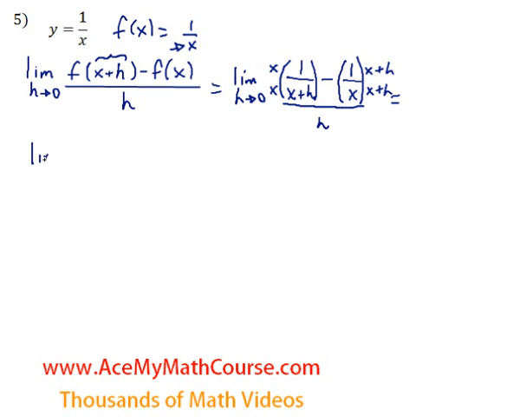Alright, so let's continue over here. The limit as h approaches 0. Now, over here, x times 1 is just x, all over. Down below, we're going to have just the common denominator, but I'm actually just going to combine the fractions right away. So I'll have minus, now 1 times x plus h is just x plus h, all over the common denominator, which is x times x plus h. And we're dividing everything by just h.